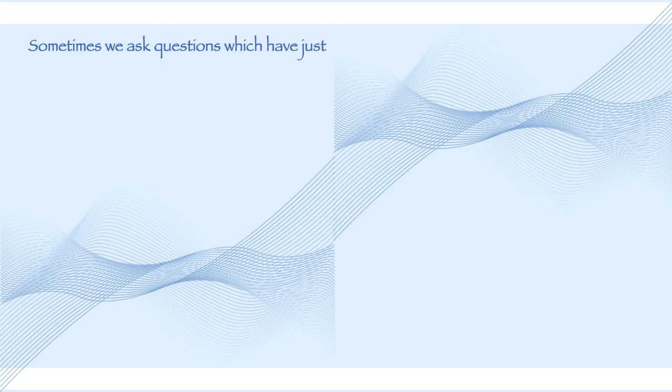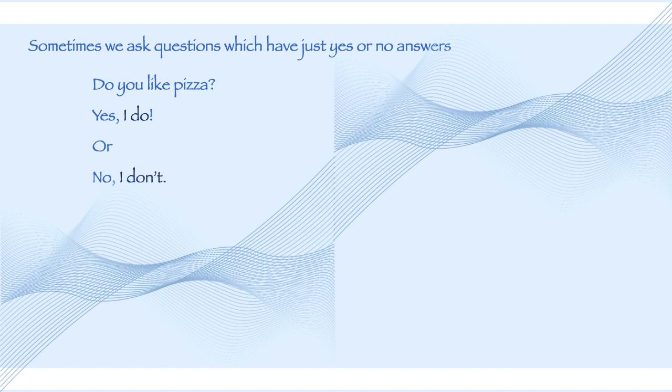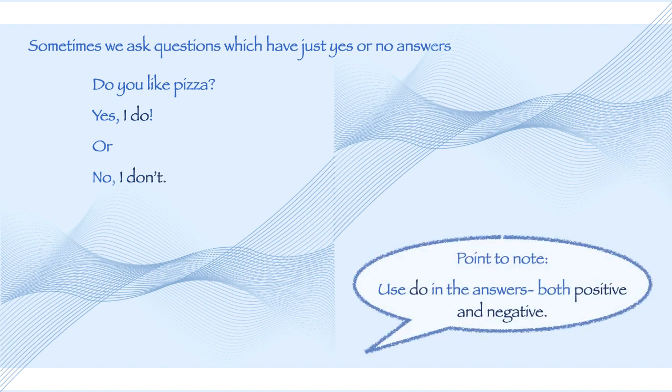Now, sometimes questions have just yes or no answers. For example, do you like pizza? So the short answer is yes, I do. Whereas a long answer would be yes, I like pizza. So in a short positive answer, we can add the word do. Or in a negative answer, no, I don't. So the point to remember is do is used in questions, in short positive answers, and in negative answers.